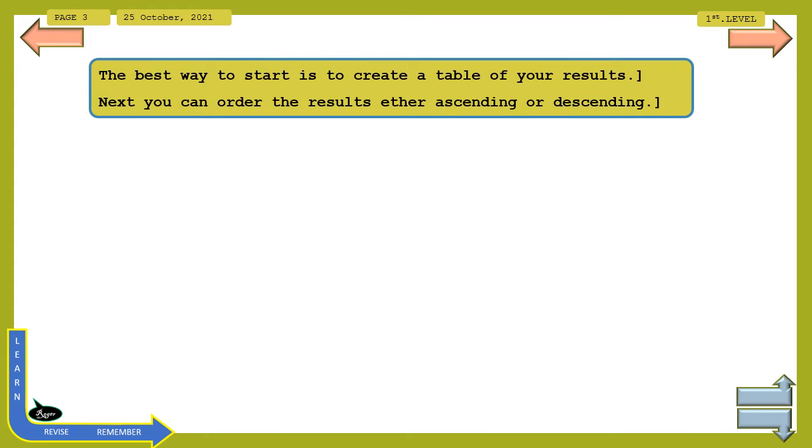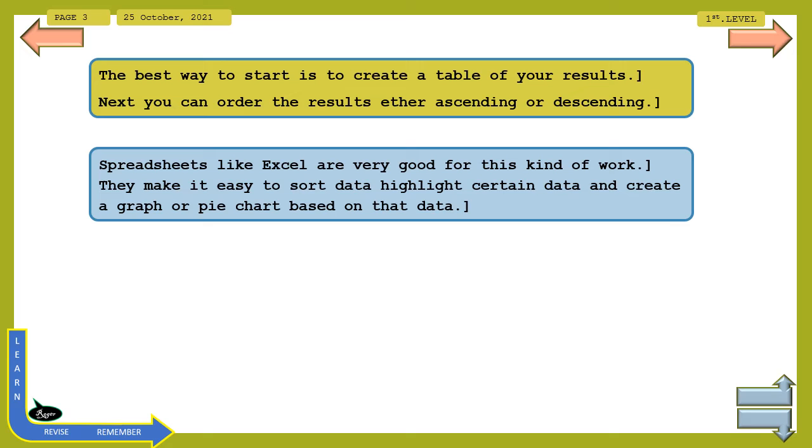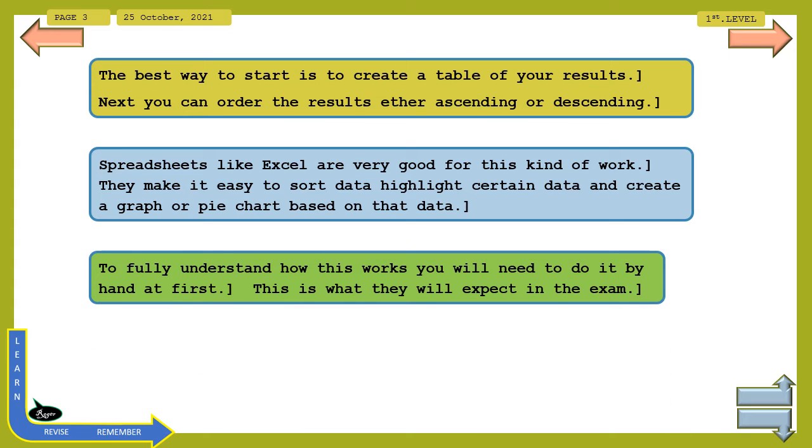The best way to start is to create a table of your results. Next, you can order the results either ascending or descending. Spreadsheets like Excel are very good for this kind of work. They make it easy to sort data, highlight certain data, and create a graph or pie chart based on that data. To fully understand how this works, you will need to do it by hand at first. This is what they will expect in the exam.